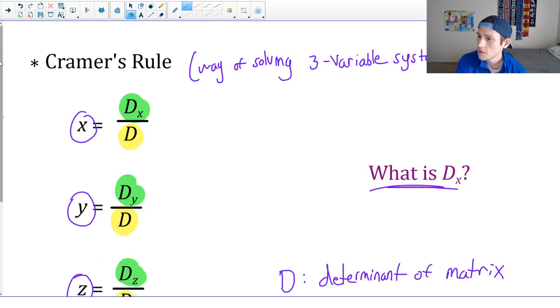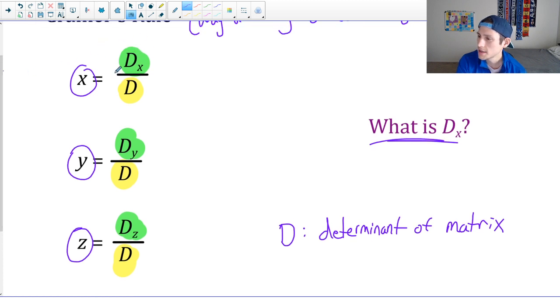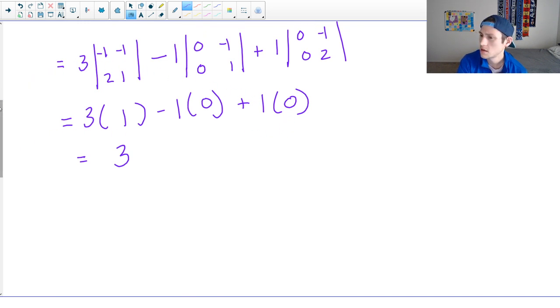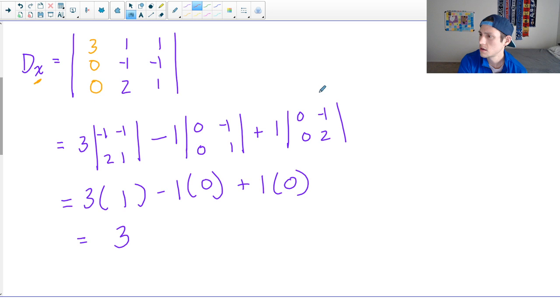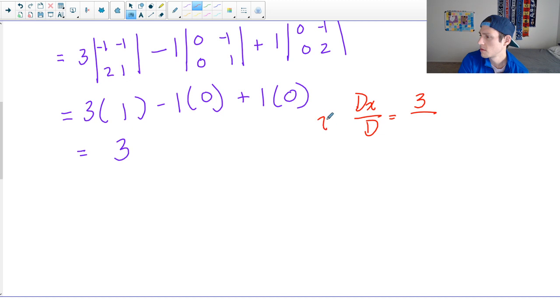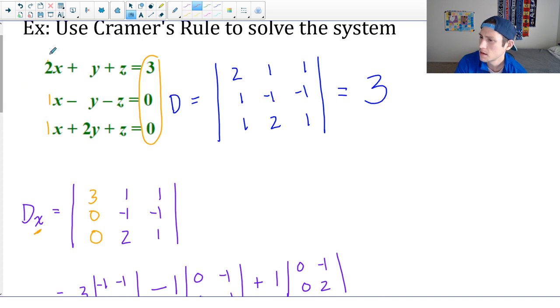So to actually solve what is x, we use dx divided by d. So dx we figured out is 3. D from our original determinant is also 3. And 3 divided by 3 is 1. So in this system, the x value is 1. Good to know.